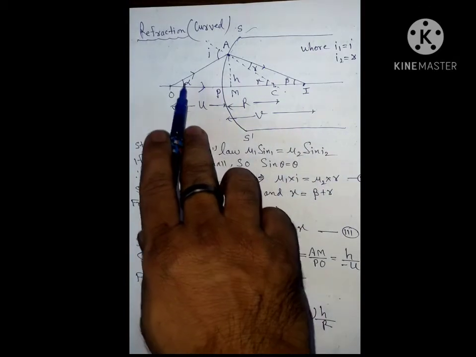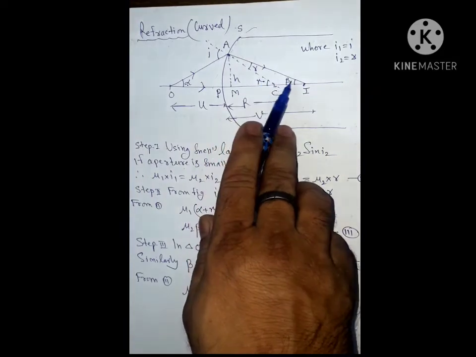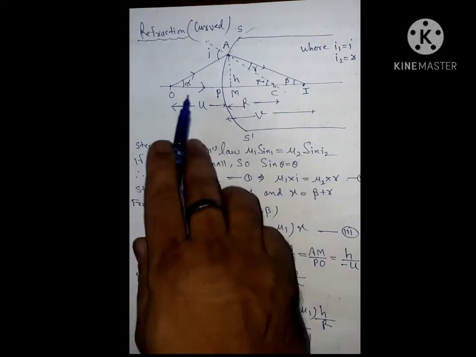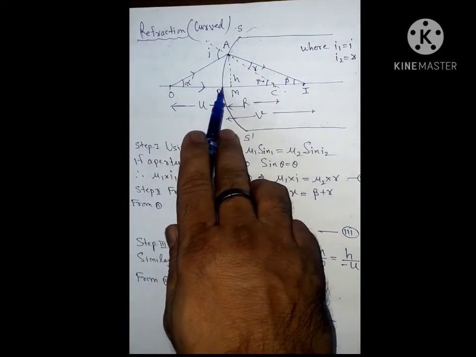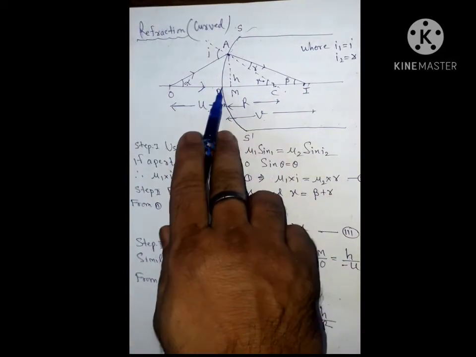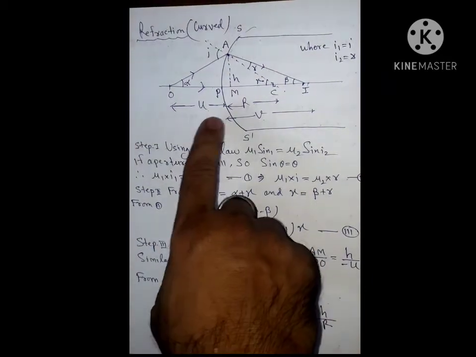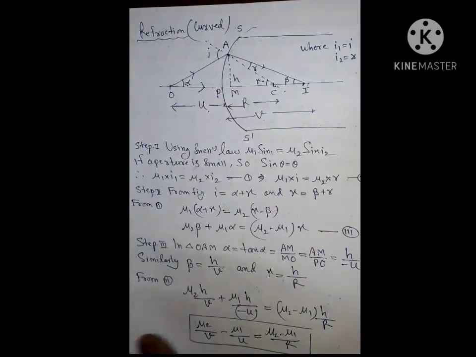Let this angle be alpha, this angle gamma, and this angle beta. Object distance from the pole is u, image distance is v, and the center of curvature distance from the pole is r. And we know that distance is always measured from the pole.